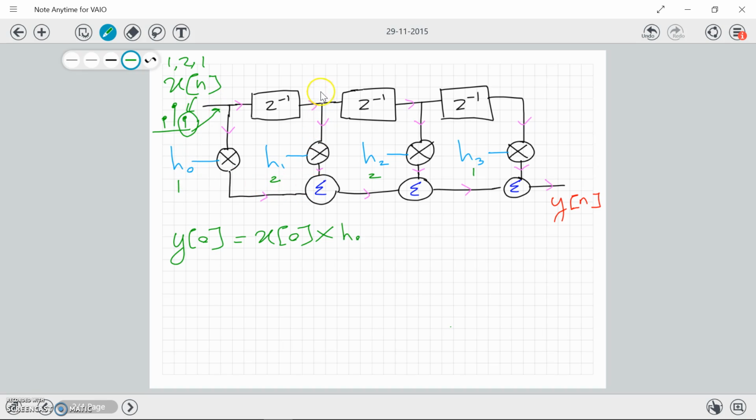Then what is going to happen? Do we have any value here? No, 0. Do we have any value here? No, not yet. Same. Right? So now what are we going to do here?